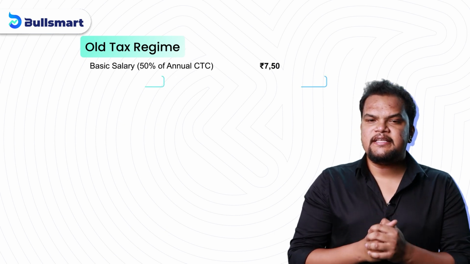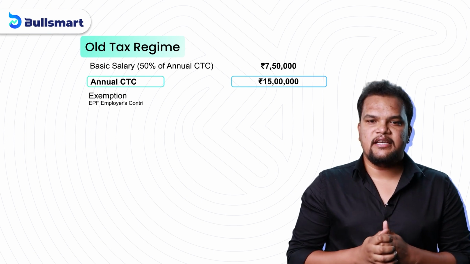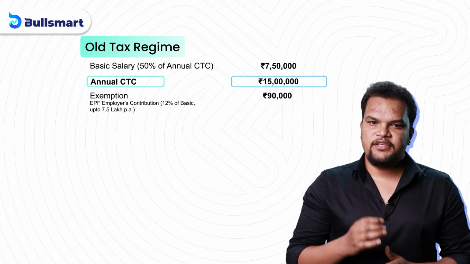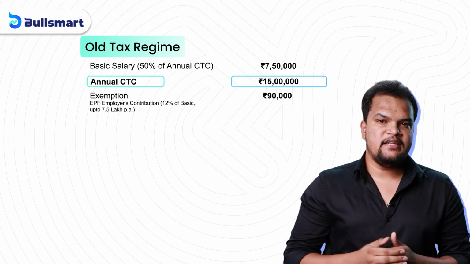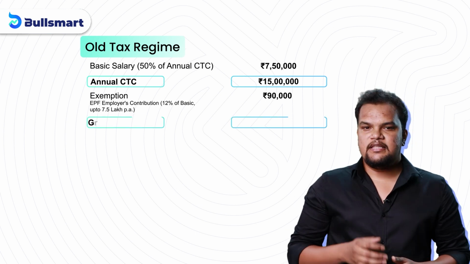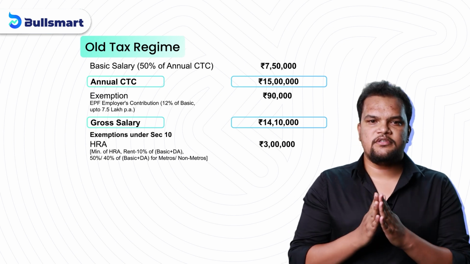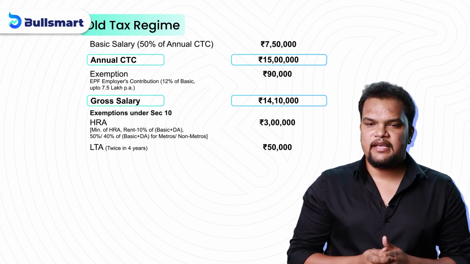Here is a calculator that I will be using to explain to you how much taxes you can save through old and new tax regime. Let's assume your CTC is rupees 15 lakh per annum. In this, the first thing that gets deducted is the employer's contribution towards EPF. You must note that yours as well as your employer's contribution are deducted from your CTC to calculate the taxable income. This will give you your gross salary. Now from this, we will reduce the annual house rent allowance HRA and leave travel allowance LTA. You can check this in your salary slip.